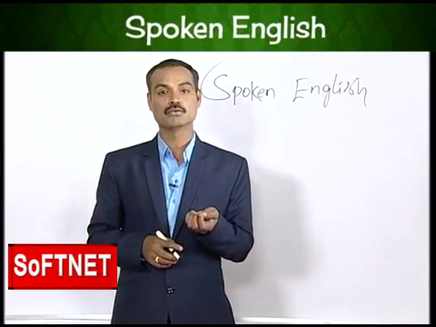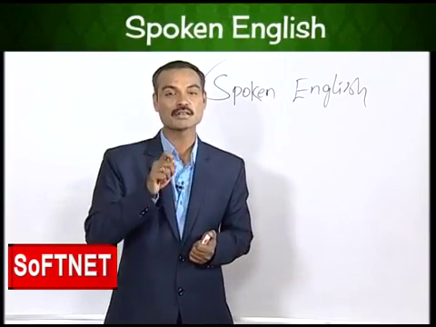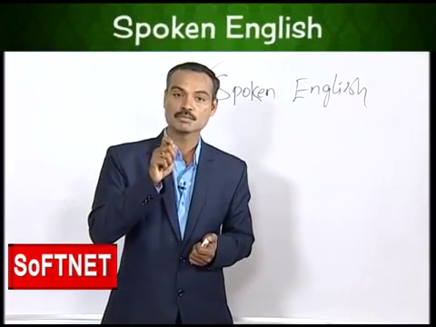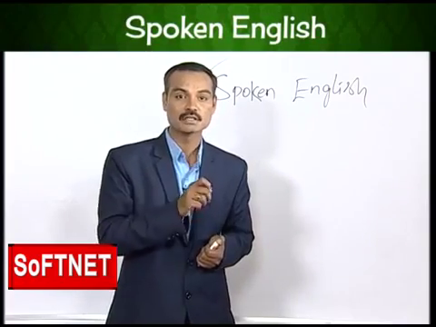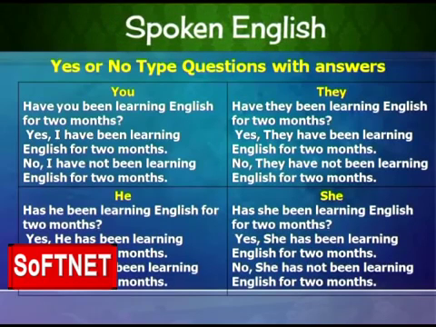for? Why don't you use since? See friends, here 2 months, it is not a point of time, 2 months is a period of time. So whenever we mention period of time, we should use for. That's what in this table we have used for 2 months, okay, for 3 months, for 6 months.